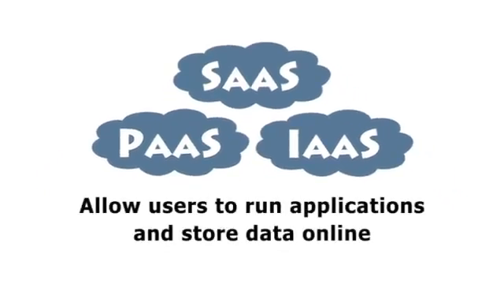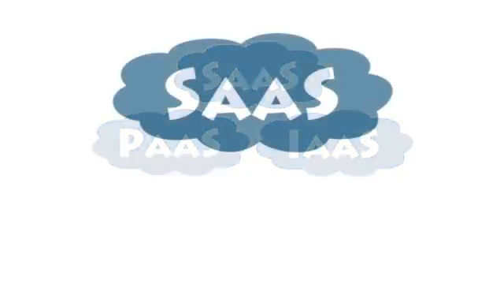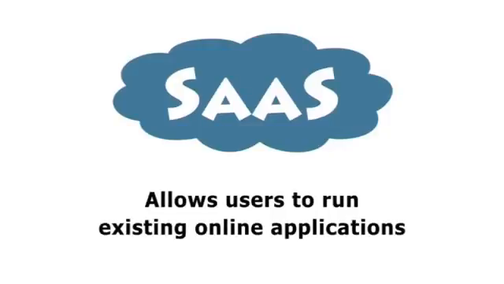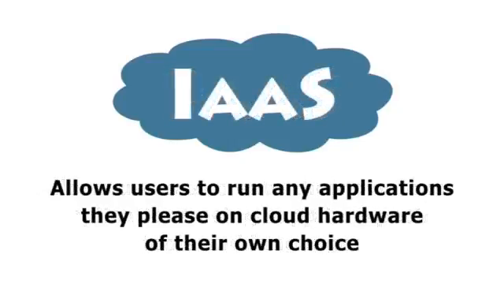All of these allow users to run applications and store data online. However, each offers a different level of user flexibility and control. In basic terms, SaaS allows users to run existing online applications. PaaS allows users to create their own cloud applications using supplier-specific tools and languages. And IaaS allows users to run any applications they please on cloud hardware of their own choice. OK, that might right now still be as clear as stagnant pond water. So let's work through it again in more detail.